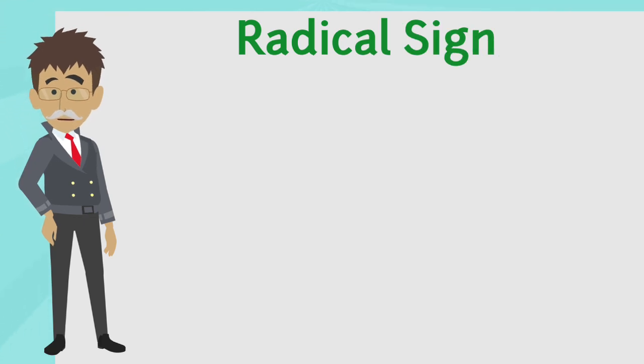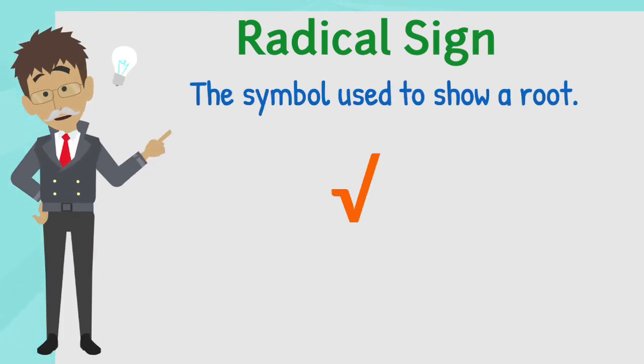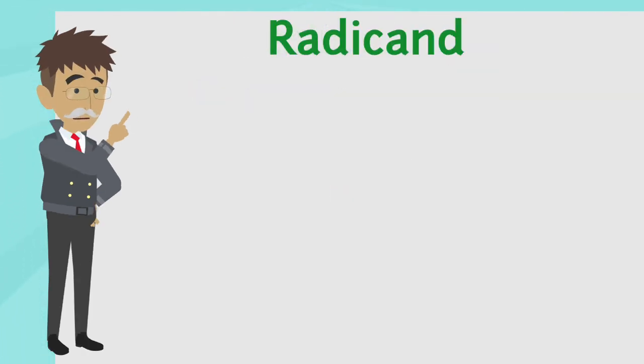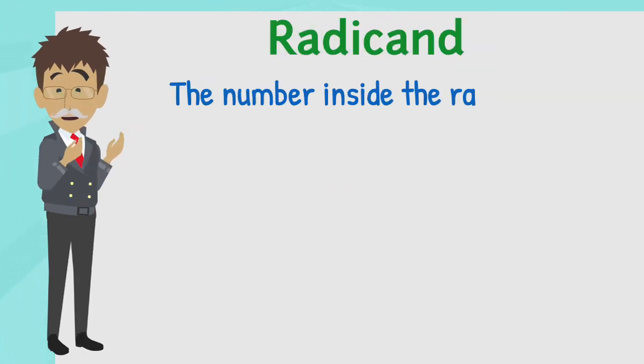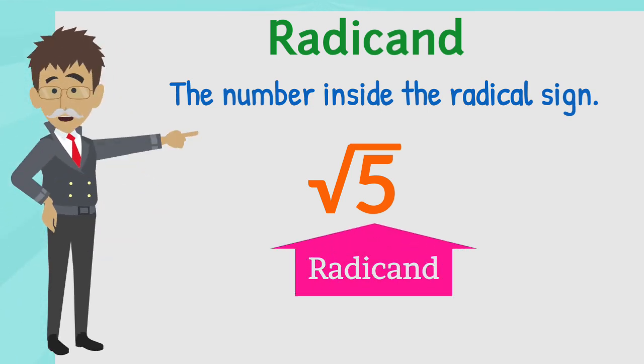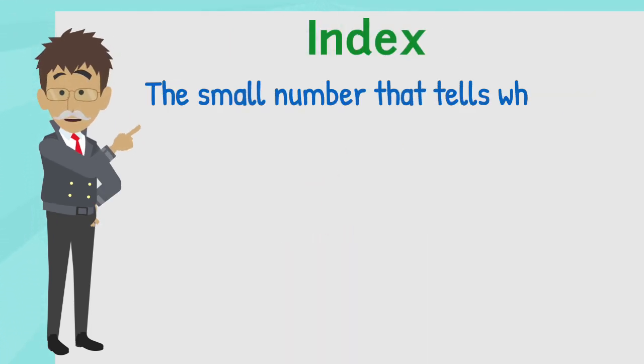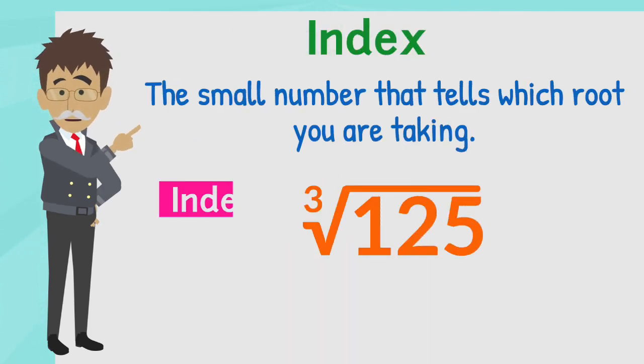Radical sign. The symbol used to show a root. It looks like a check mark with a line across the top. Radicand. The number inside the radical sign. In the square root of 5, 5 is the radicand. Index. The small number that tells you which root you are taking, such as 3 for a cube root.